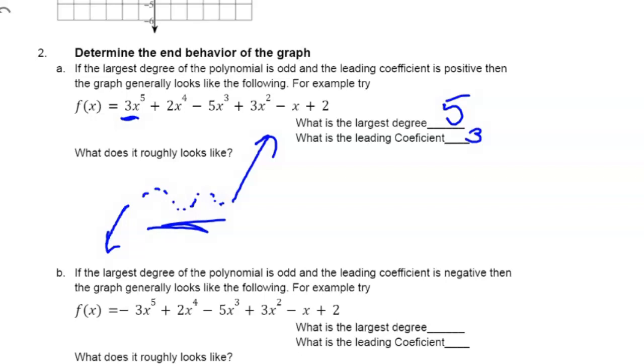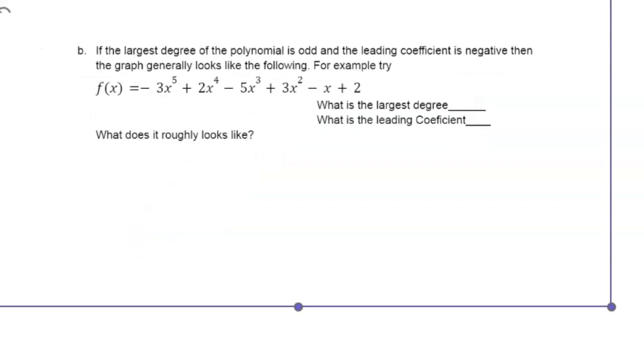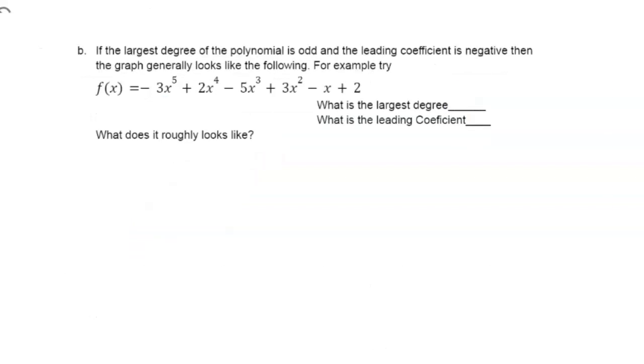Now, what happens if your leading coefficient is negative and it's odd? If it's negative and it's odd, it's going to do just the opposite. If you take a look at this, my degree is still 5, so we've got that odd degree, but my leading coefficient is now negative 3, because that's the number in front of the highest exponent. And so that's going to do just the opposite.